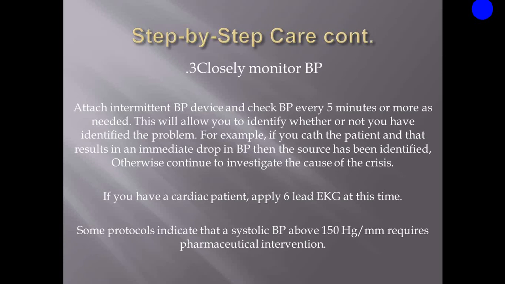Step 3 is closely monitor blood pressure. Attach an intermittent blood pressure device and check blood pressure every 5 minutes or more as needed. This will allow you to identify whether or not you have identified the problem. For example, if you catheterize the patient and that results in an immediate drop in blood pressure, then the source has been identified. Otherwise, continue to investigate the causes of the crisis.